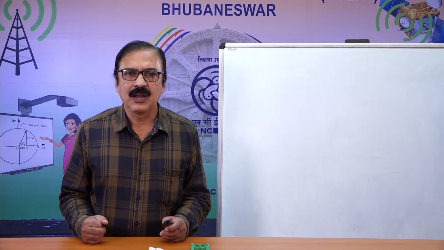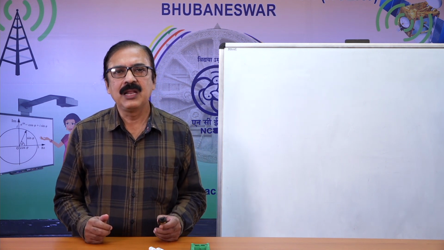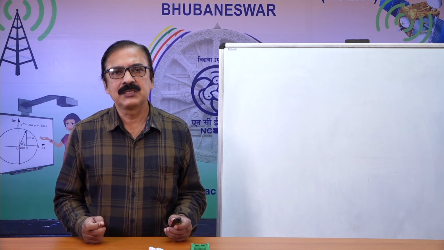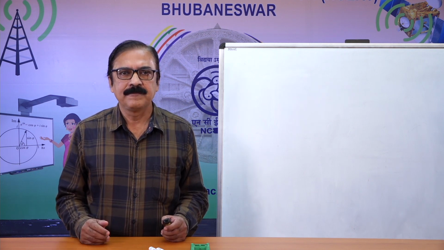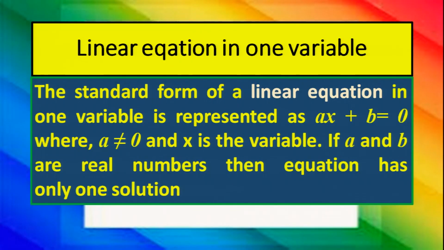Now let's see linear equation in one variable. What is a linear equation? Earlier we have studied about linear polynomial. Linear polynomial means the exponent of the variable is 1. Here, the standard form of a linear equation in one variable is represented as ax plus b is equal to 0, where a is not equal to 0 and x is the variable. Then what are a and b? a and b are real numbers. They are constants here.